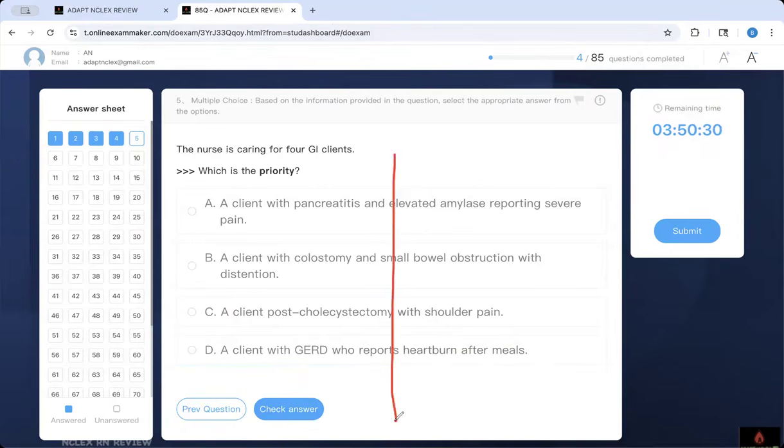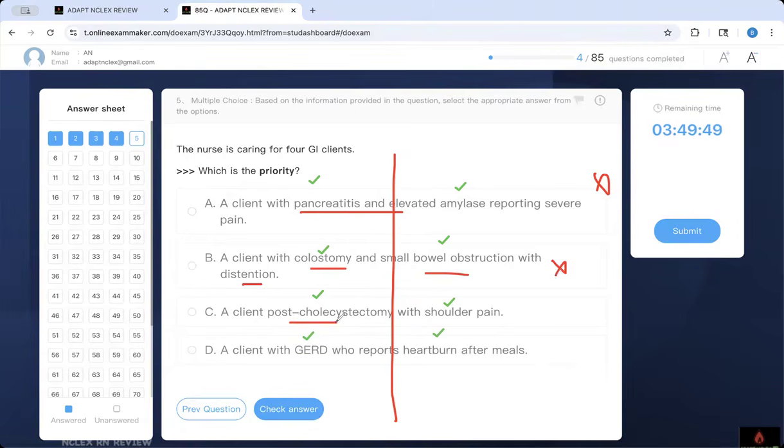And then you divide it into 2 and you say, what am I worried about? I'm going to pay attention to some key stuff. A client with pancreatitis, I put a mark there. He has what? Amylase elevated. I have colostomy and I have small bowel obstruction. Cholecystectomy and I have what? Shoulder pain. I have reflux and I have heartburn. Which of these is an expected finding? You can see that this is an expected finding. Eliminated. Colostomy, you have obstruction and distension, is not expected.